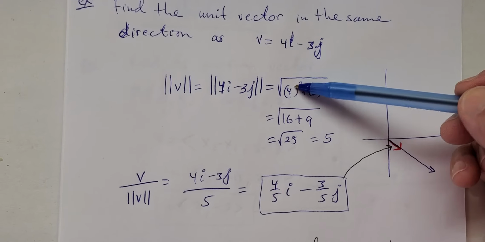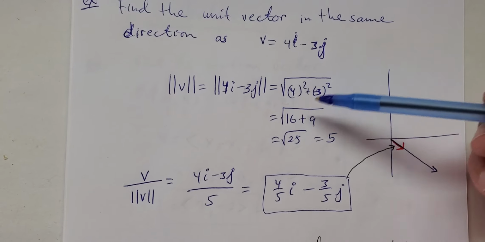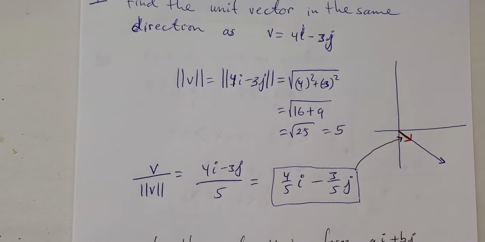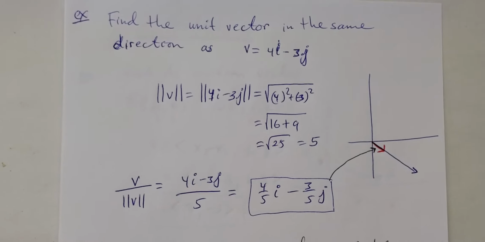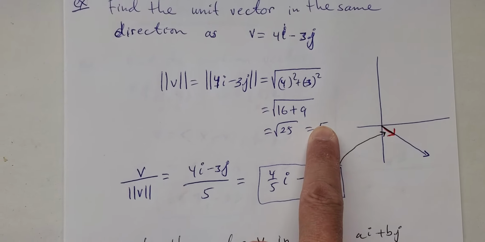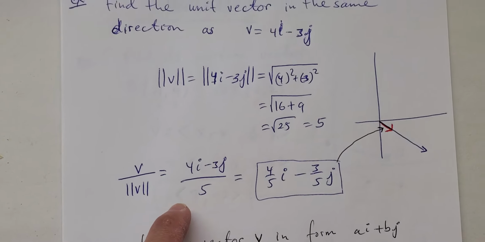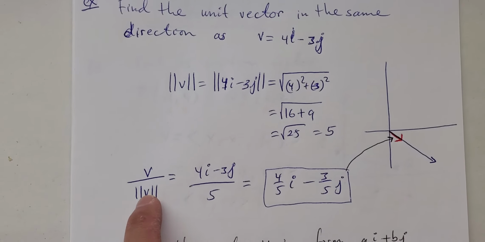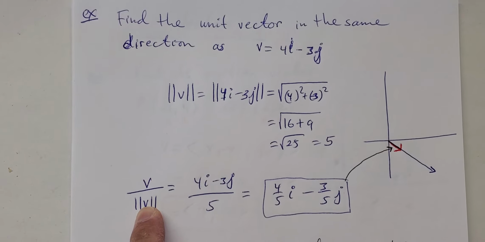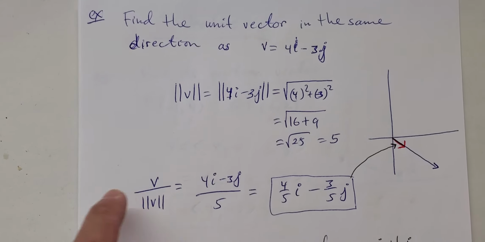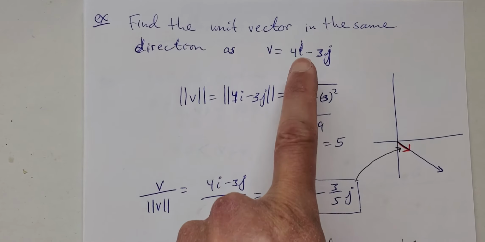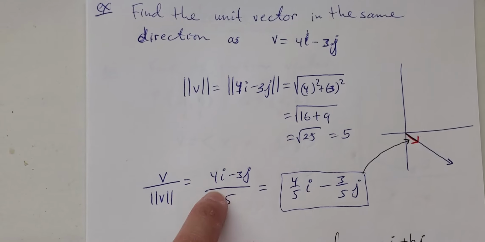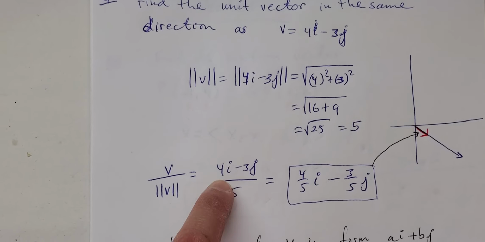So 4 squared plus (-3) squared: 16 plus 9 is 25, square root is 5. So that's the first thing we need to do, find the length of the vector. Next, we're going to take the original vector divided by the magnitude of the vector. Here's the formula.